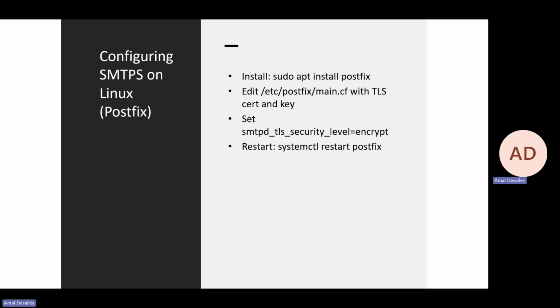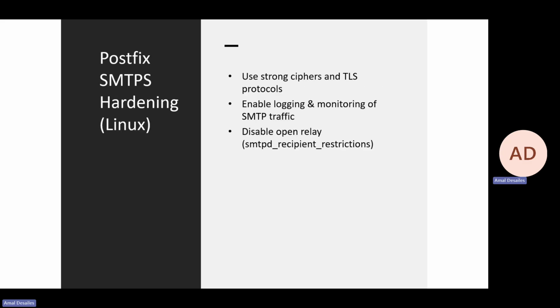So next, I'm actually going to talk about SMTPS hardening with Postfix. For Postfix, the recommended hardening steps are: enforce strong ciphers and only allow TLS 1.2 or higher, enable logging and monitoring so you can detect if there is any suspicious SMTP activity going on, and disable open relay by properly configuring the recipient restrictions. This ensures that your server only relays mail for legitimate users, which is very important.